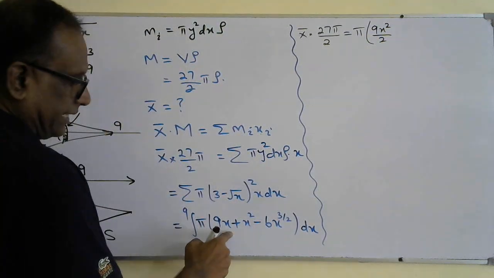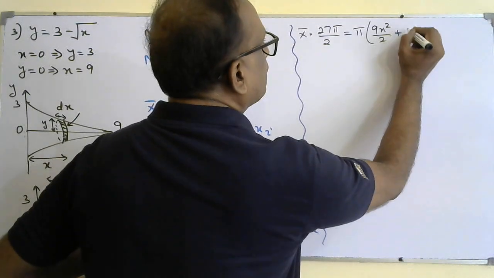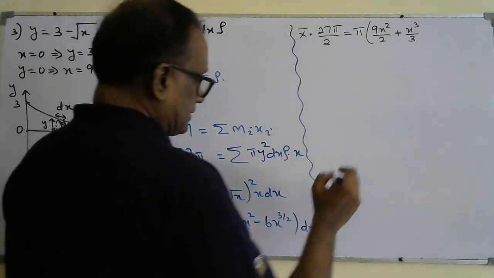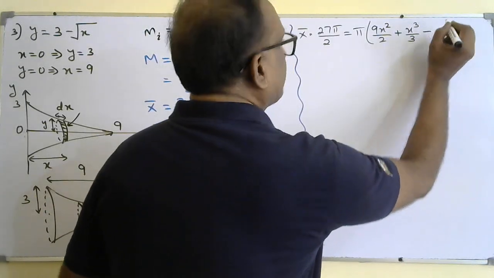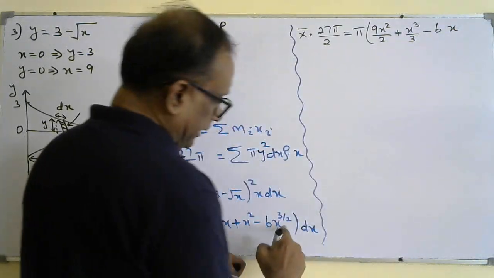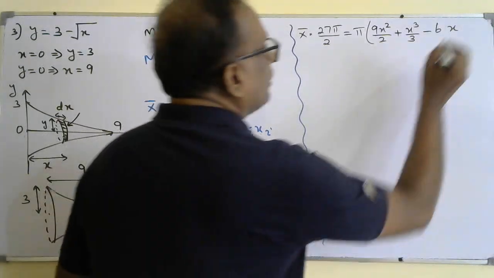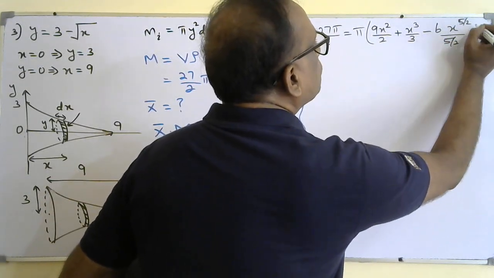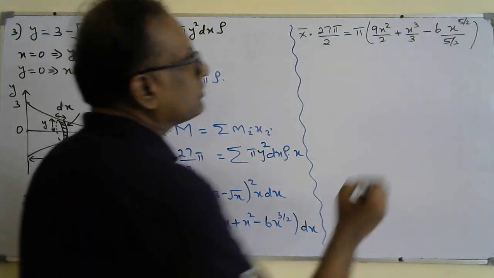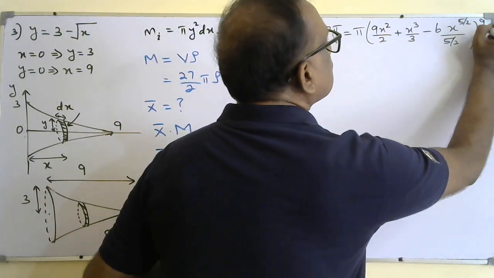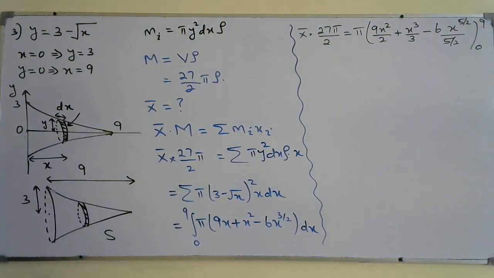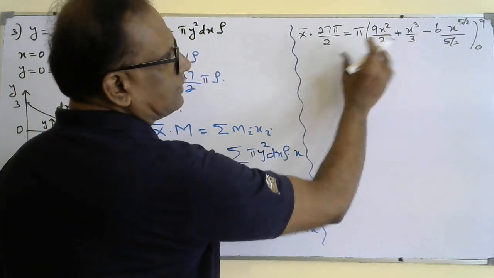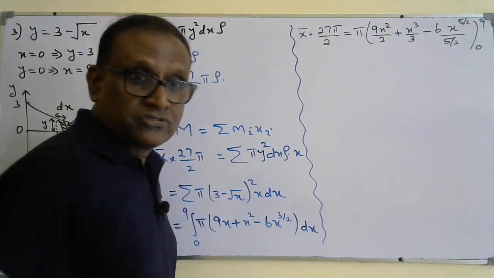When you integrate 9x squared by 2 plus x cubed by 3, minus 6x to the power 5 by 2, 3 by 2 plus 1, 5 by 2, over 5 by 2, the limits from 0 to 9. Okay, you know how to solve that. Substitute for 9 first, then 0 first. Or you can do separately one by one if you have confusion, substituting everything.